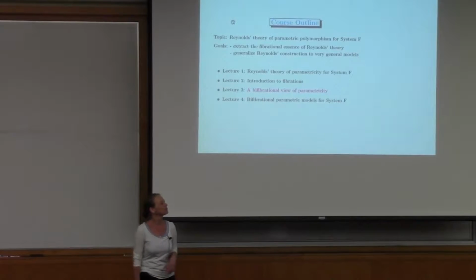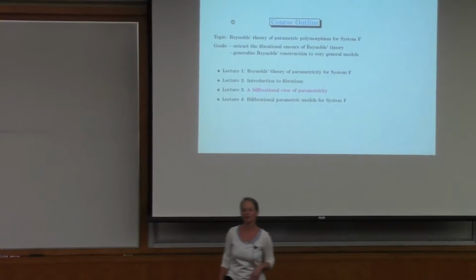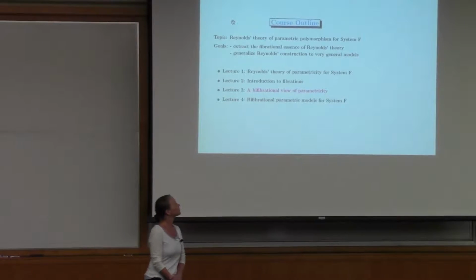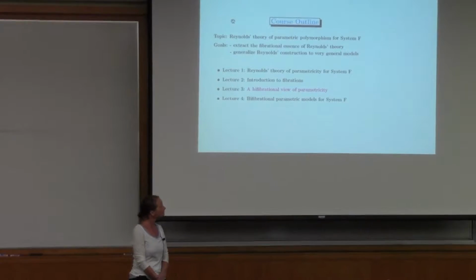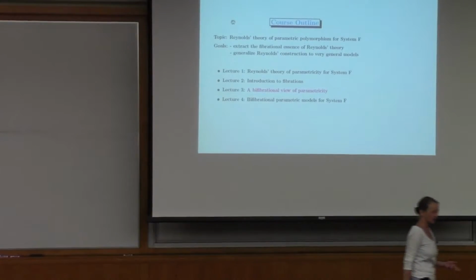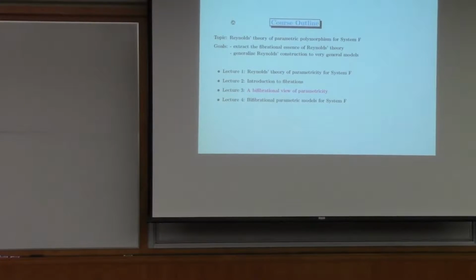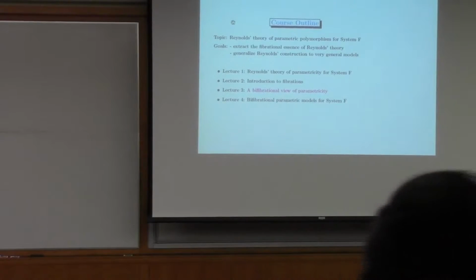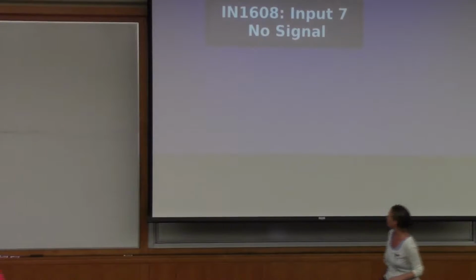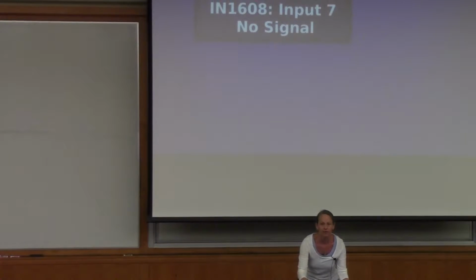Okay, so remember this is the bit about vibrations. Remember what we're trying to do is build a theory of parametric polymorphism for System F. And the idea is that we're going to extract the vibrational essence of Reynolds construction, and then we're going to use that to build some general models. We've already had lectures 1 and 2, and today we're on lecture 3.